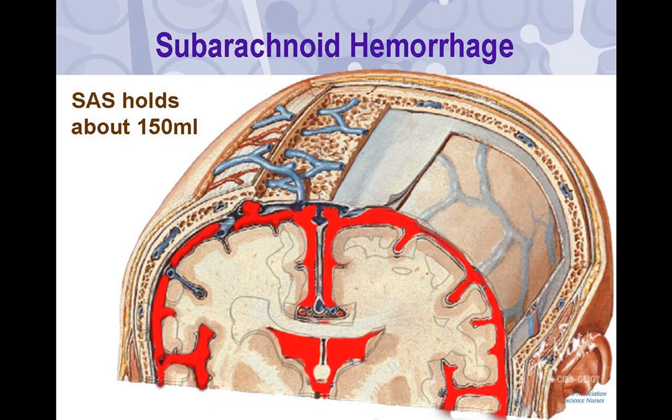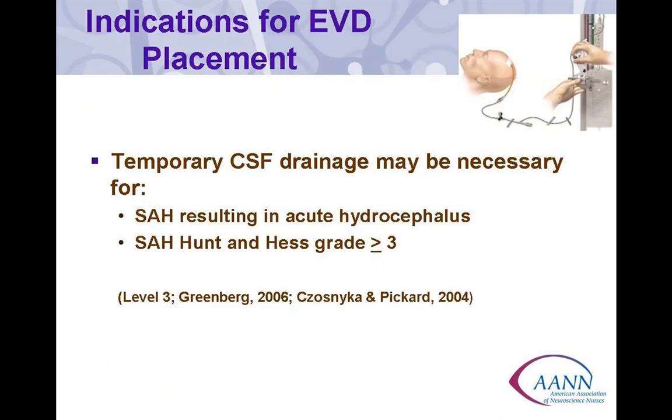There are several indications for EVD placement. In this case, it's temporary drainage resulting from acute hydrocephalus from subarachnoid hemorrhage, and then subarachnoid hemorrhage with a Hunt and Hess scale of greater than or equal to 3. Next slide, please.